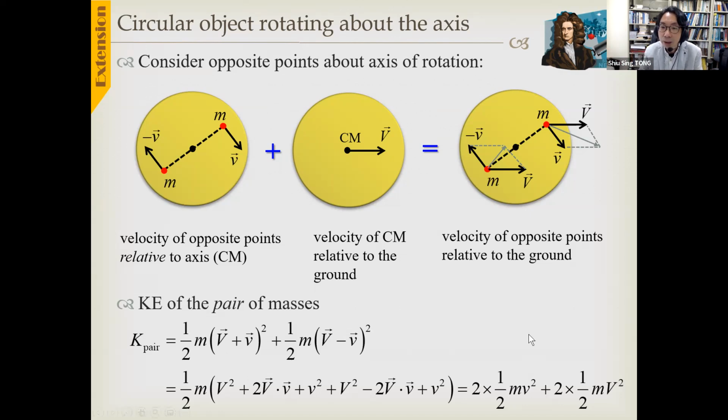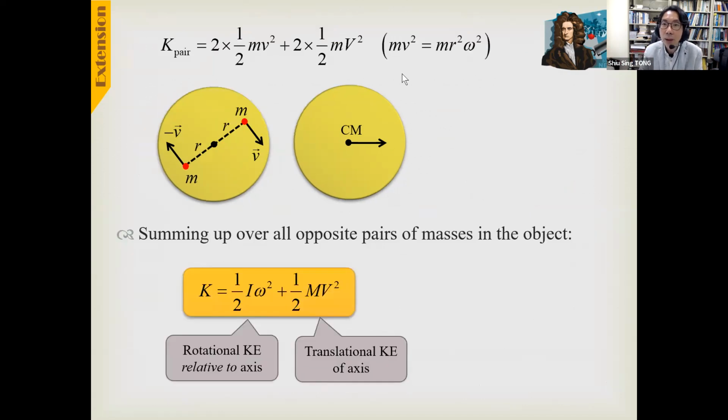So what I'm going to do next, I think you know. Since this is a pair only, right? This is only a pair.